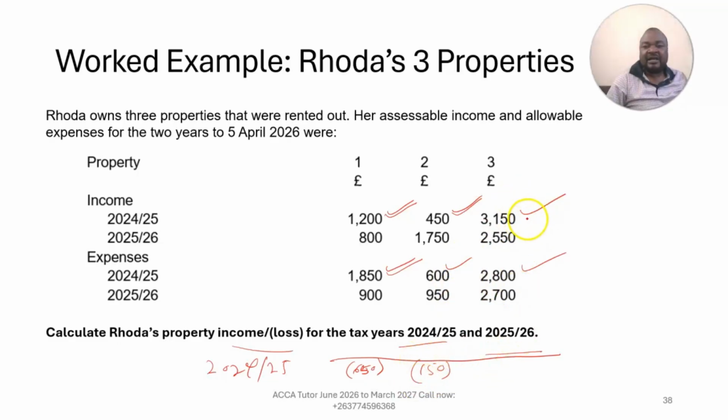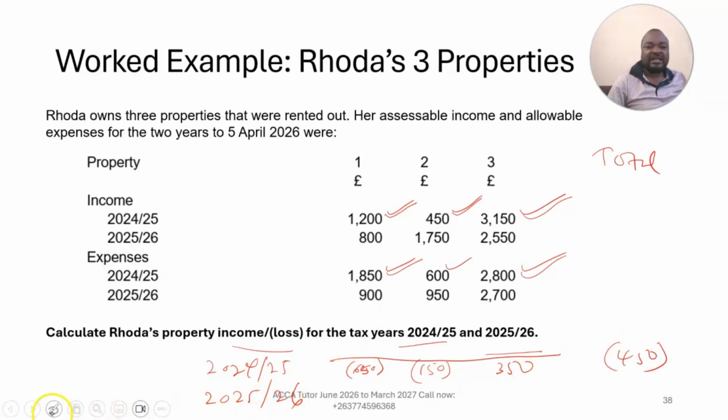Here, 3,150 minus 2,800 gives us 350, which is a profit. And on the total here, do we have a profit? Obviously, that's 650 plus 150, which comes to 800, minus 350, so there is a loss of 450. That's a loss.